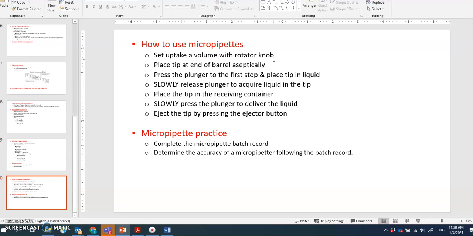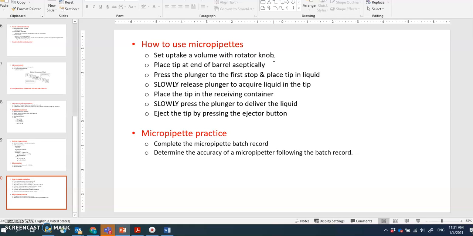Once your volume is set, then you're going to place a disposable tip at the end of the micropipette barrel aseptically, meaning without getting contaminated. There is going to be a box of micropipette tips in the lab. You open the lid of the box quickly and insert a tip on the barrel of the micropipette by firmly pressing it, and get the tip away from the tip box, and you will see that the tip is attached to the barrel. That's how you attach the micropipette tip.